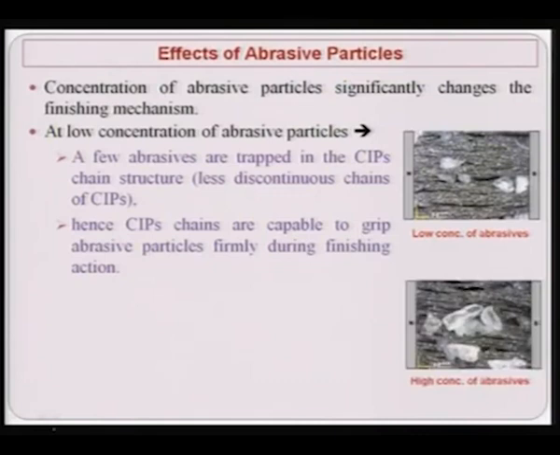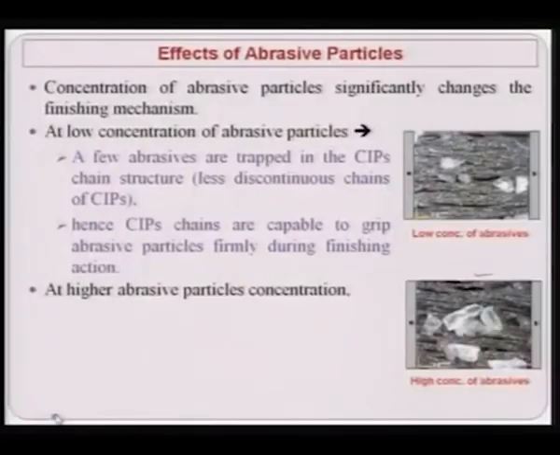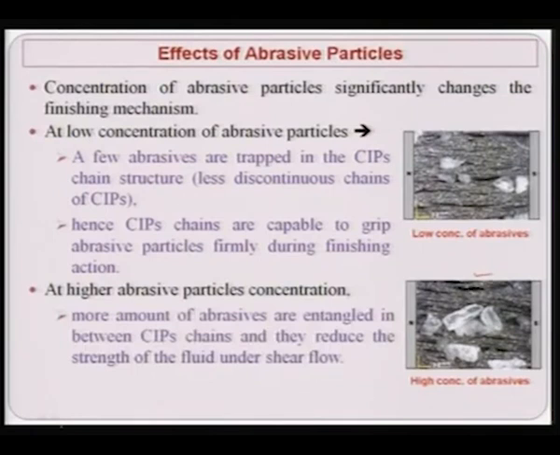Now, when you have a high concentration of abrasive particles, you can see the picture over here. So many abrasive particles get agglomerated and they are at one particular location, and this feature, if it is too high, may not be desirable, because this may lead to deep scratches and non-uniform finishing along the surface of the workpiece. At higher abrasive particle concentration, a larger amount of abrasives are entangled in between the CIP chains, as you can see over here, and they reduce the strength of the fluid under shear flow.